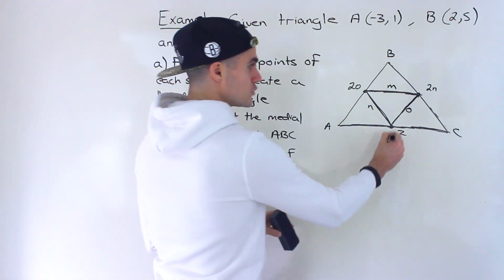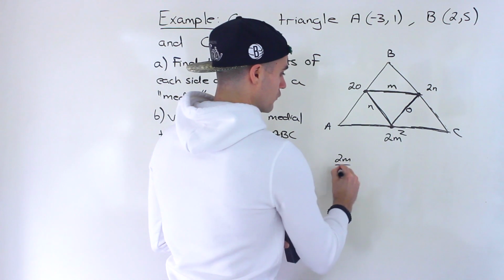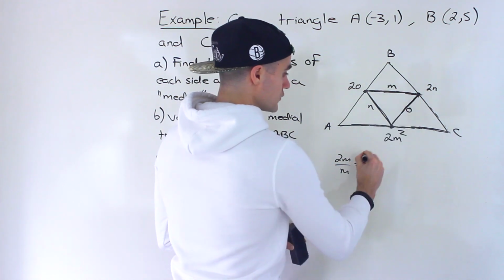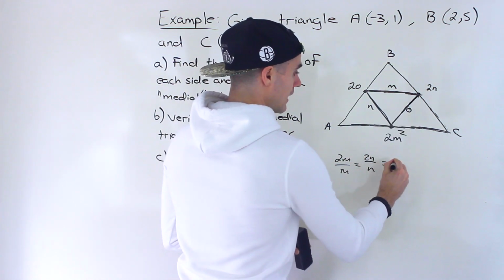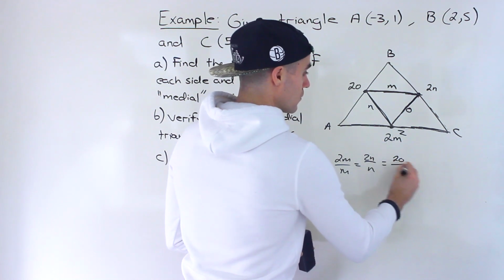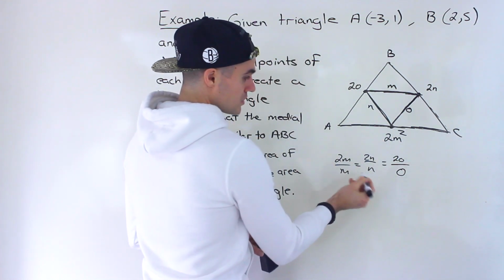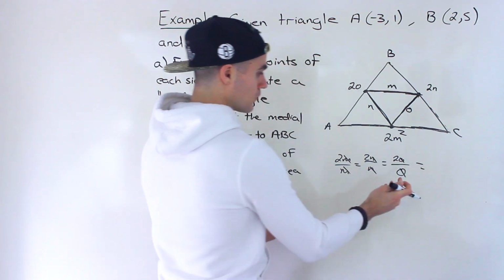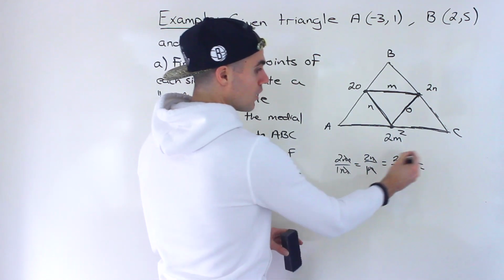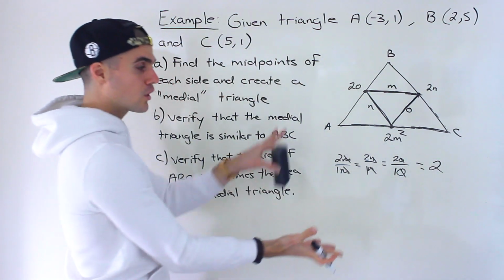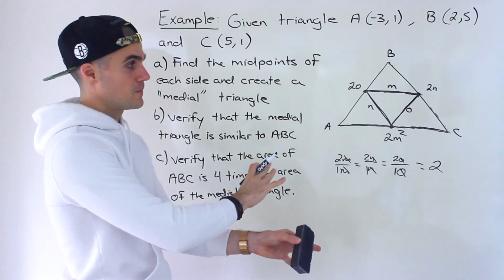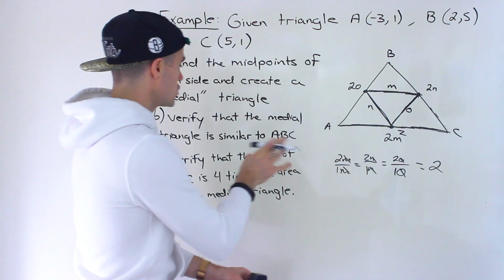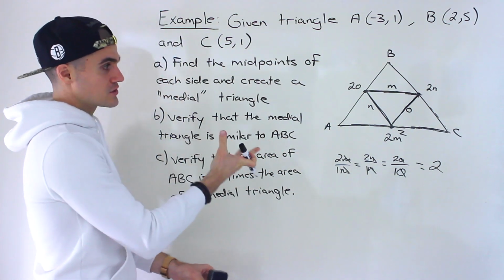Because we're going to end up with 2m over m, and then 2n over n, and then 2o over o. Notice that all of these cancel, and we're just going to end up with 2 over 1 in all of these, and the ratio is going to be 2. Or if we flipped it over, it would be 1 over 2. And so that's how we can show that the triangle is going to be similar.